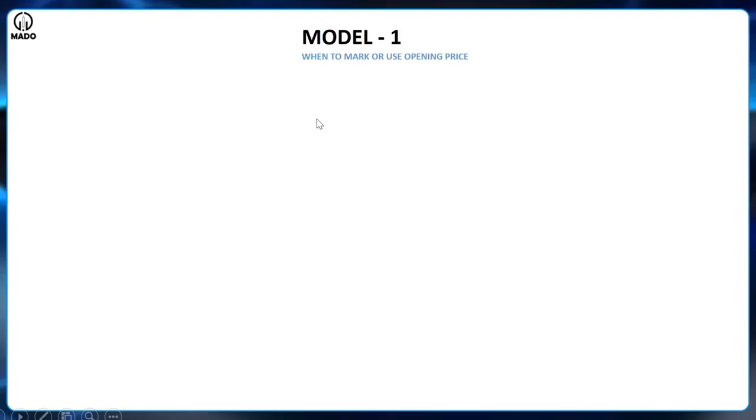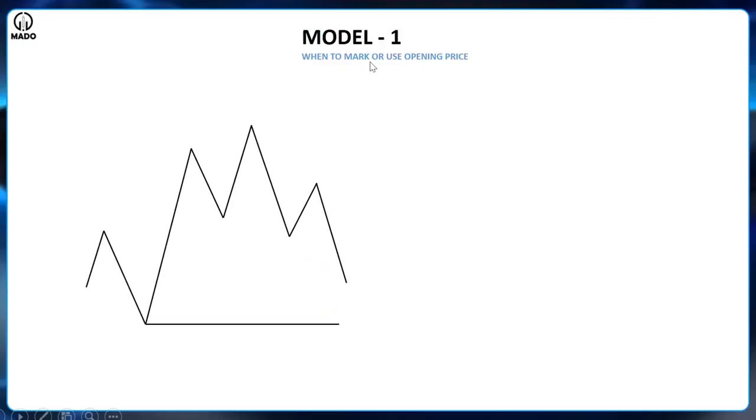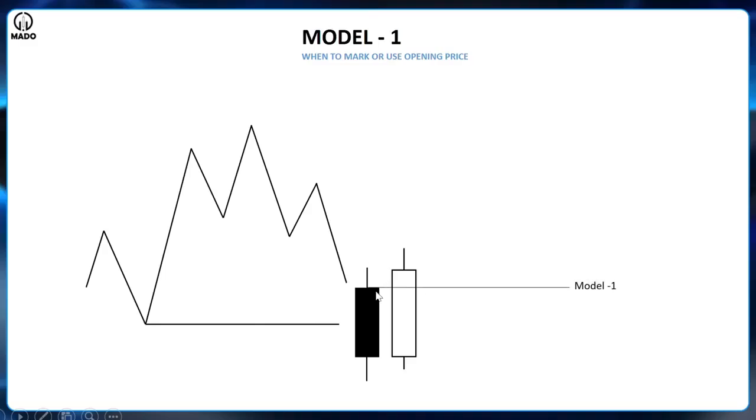The first case is when to use the opening price. Now, if price closes just above or just below the open of that specific candle that purged liquidity, whether it's a purge of candle range high or low or old high and low, then your entry should be on the body, right at the opening price.